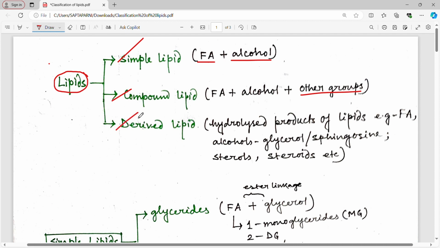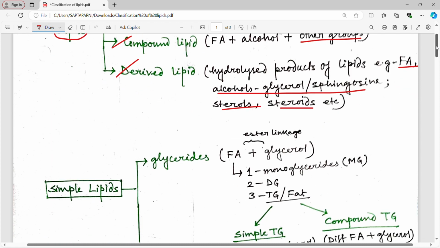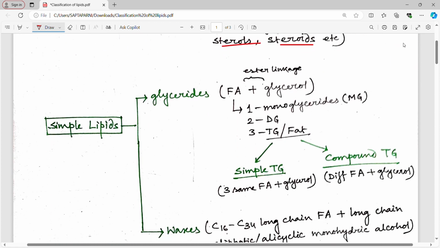Then derived lipids. Derived lipids are hydrolyzed products of lipids like fatty acid, alcohols like glycerol or sphingosine, or sterols and steroids. So these are three types of lipid, and now one by one we will go into depth of each type. So first of all, let's dig deep into the simple lipids.